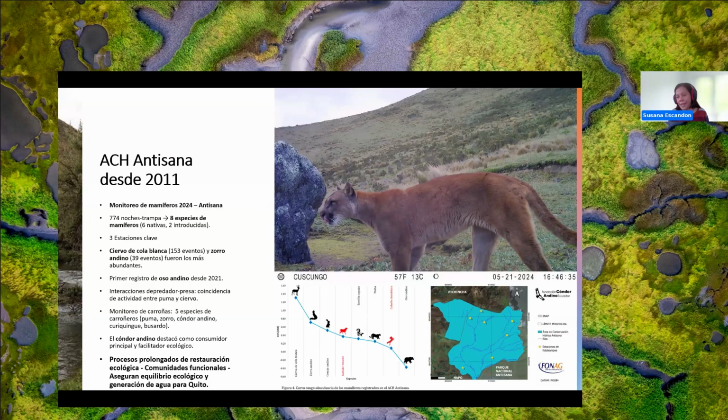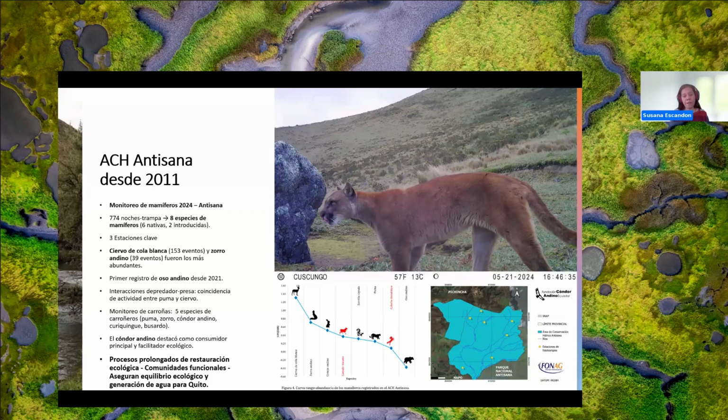Basically, this ecosystem provides water to 400,000 people in the south of the city. It's a very important area. We have around 15 years of conservation in this area, and we have focused on the monitoring of mammals. In 2024, we had 774 trap nights, and we observed 8 mammal species, 6 native and 2 that were introduced, like livestock. We still have a remainder of livestock, horses and cows.